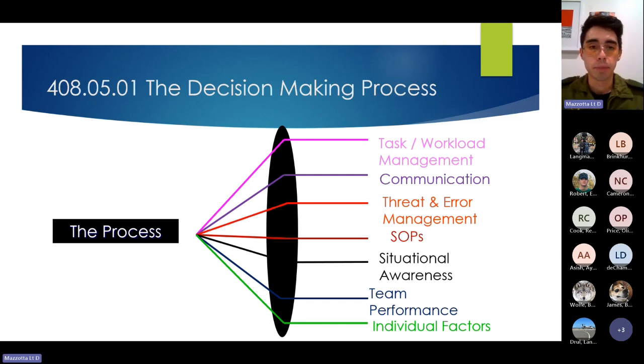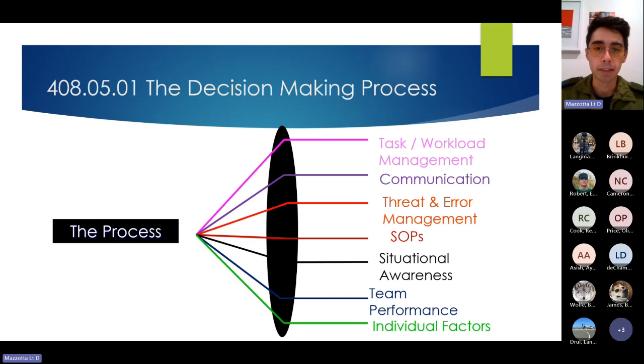So the decision-making process itself, as you can see here, has seven important factors: task and workload management, communication, threat and error management, SOPs, situational awareness, team performance, and individual factors. On the gliding course, these are some of the things that we are actually looking for while you are flying. So regarding the process, it's really important to have a good general idea of what's happening all around you.